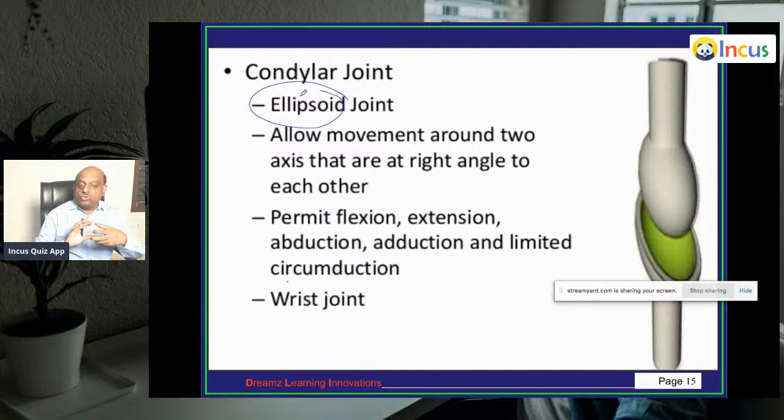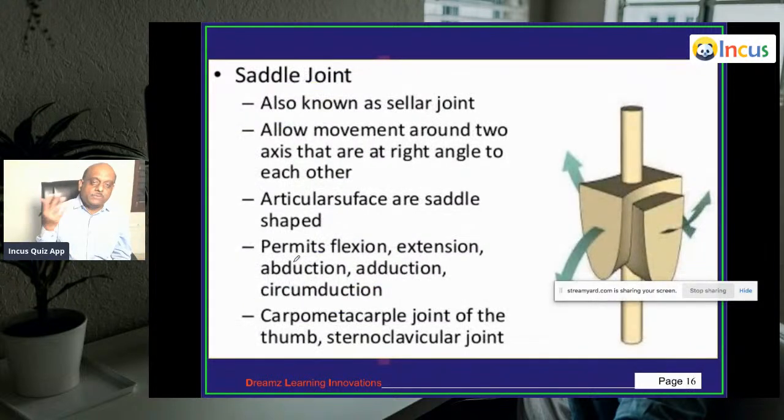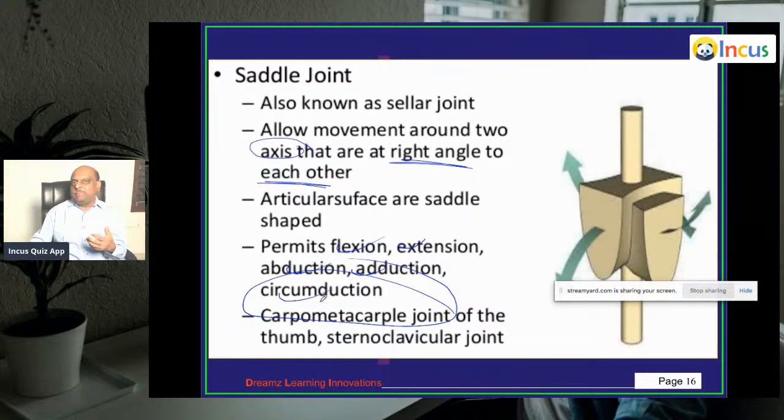It will allow movement around two axes that are at right angles to one another, so that it will permit flexion, extension, abduction, adduction, and limited circumduction. So the wrist joint is a condylar joint, otherwise called an ellipsoid joint. The saddle joint also allows movement around two axes at right angles to each other. It will permit flexion, extension, abduction, adduction, circumduction. The carpo-metacarpal joint of the thumb and the sternoclavicular joint are examples of the saddle joint, is what you need to appreciate.